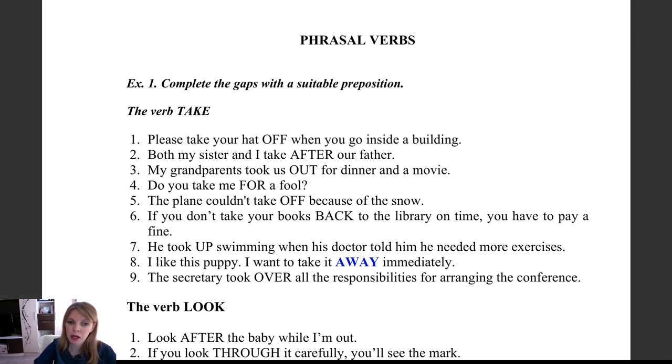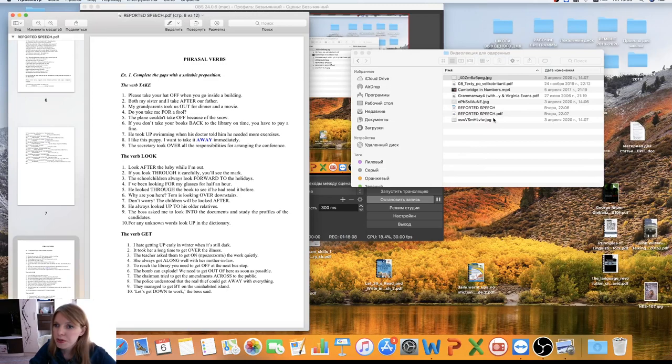Number eight. I like this puppy. I want to take it away immediately. So here we use take away in the meaning хочу сразу же его схватить, сразу же утащить с собой. Number nine. The secretary took over all the responsibilities for arranging the conference. So to take over in the meaning взять на себя ответственность. That's it. Now we proceed to the next verb, next phrasal verb.